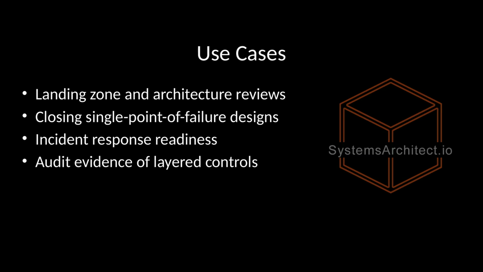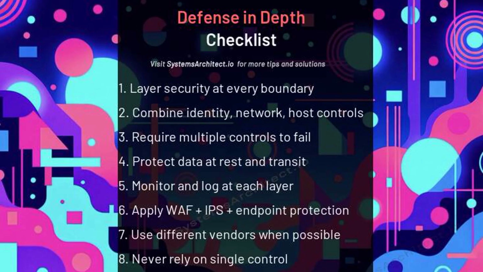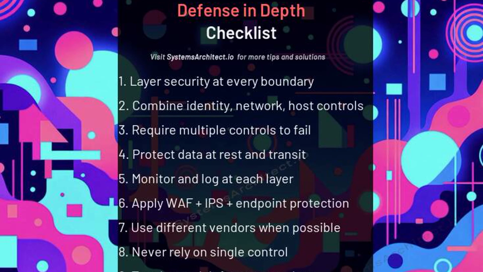You will hear about trust boundaries, identity plus network plus host, multi-control failure design, encryption, per layer logging, and more. Use this when you design a landing zone, review an architecture, or fix a stack that still hangs everything on one gate. 1. Layer security at every boundary.